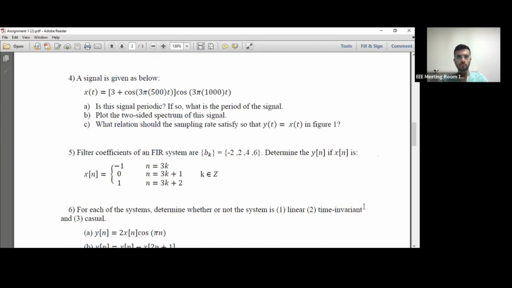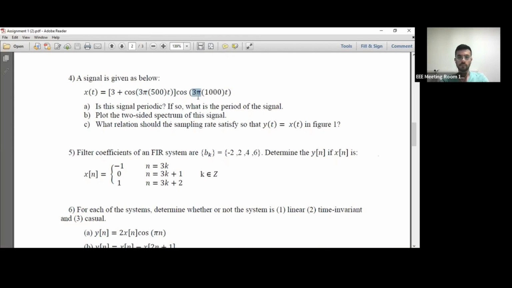In problem 4, a signal is given as below. So we have a signal as this. Is this signal periodic? If so, what is the period of the signal? So we need to investigate whether it is periodic or not. After that, we need to write the periodicity if it is periodic. So first, please note that this is 3 pi. So what you need to do is write as 2 pi multiplied by 1.5. So 1.5 should be multiplied by 500, which gives us 750.